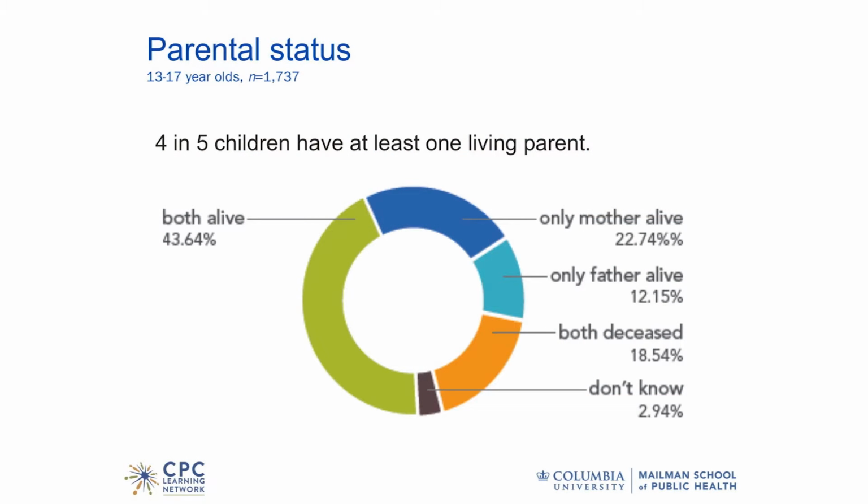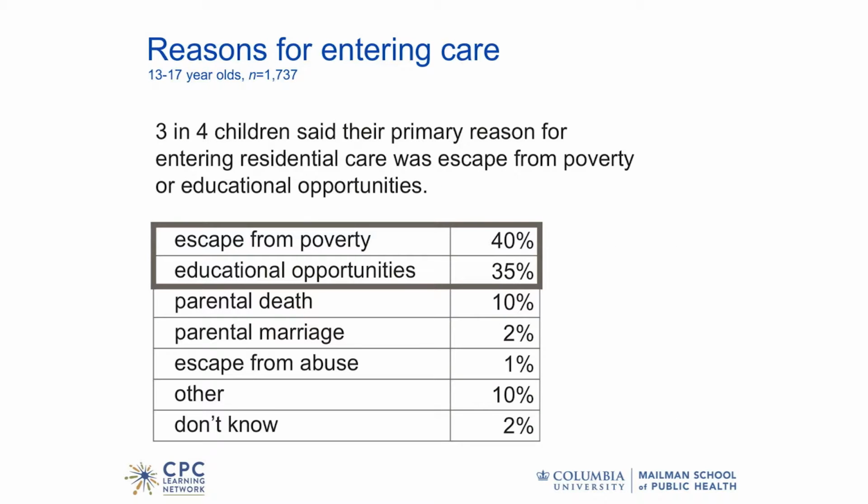According to the interview data, with the 13 to 17-year-olds, 4 in 5 children that are in residential care have at least one living parent. So again, these are not true orphans. Orphanhood is not what's driving residential care. We then asked the children what was the reason that they were in residential care. And 3 in 4 children said it was either due to poverty or educational opportunities. So yeah, a very clear picture kind of started to emerge about what was going on.